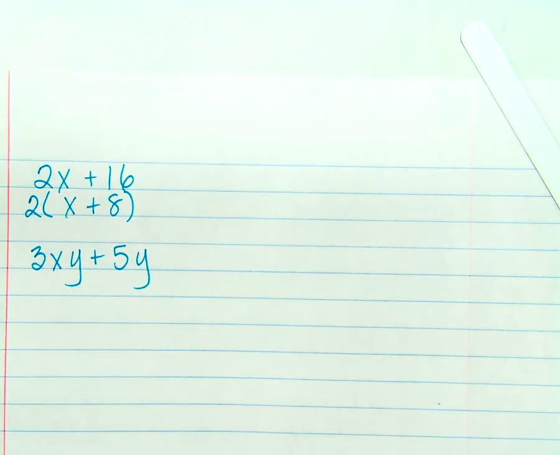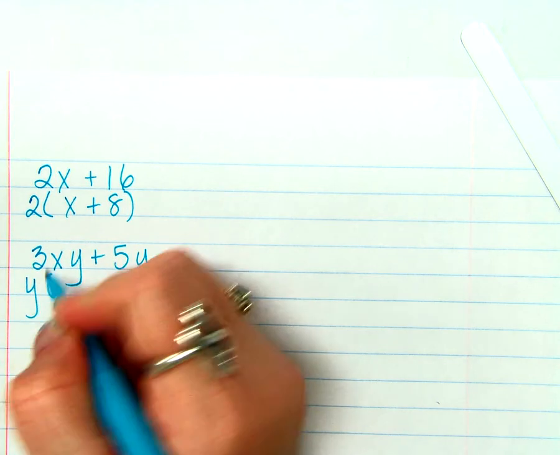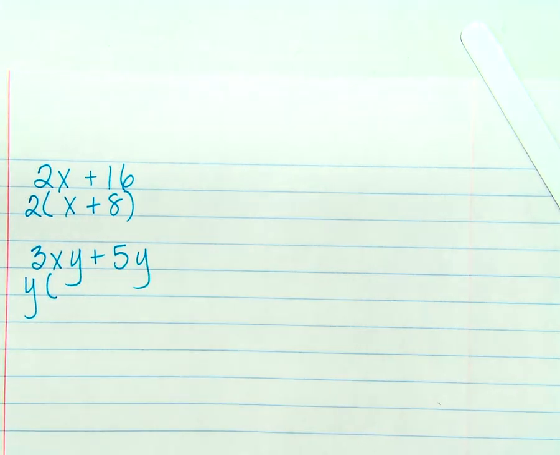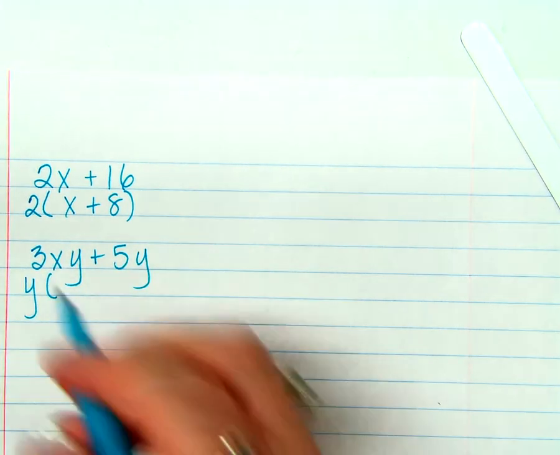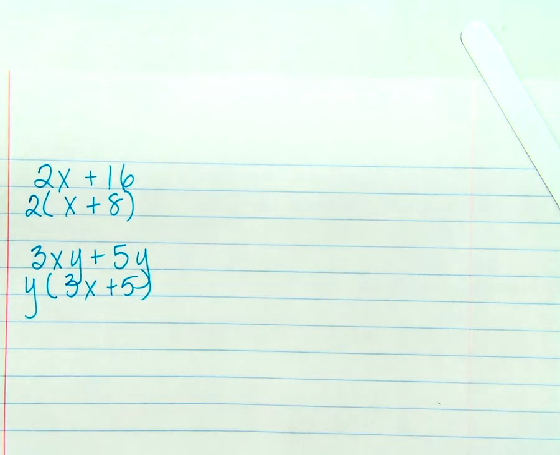3xy plus 5y. Is there anything that both of these terms are divisible by or have in common? A y. Okay? If I factor out a y, if I divide a y from each term, what do I have left? 3x plus 5. Done.